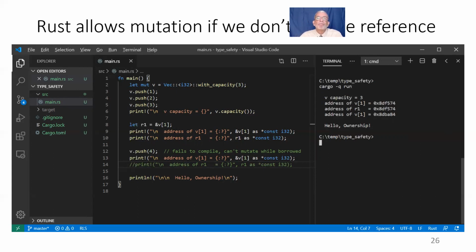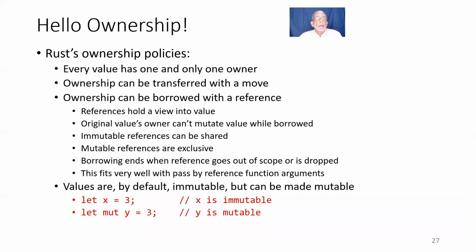So, cool. So, hello ownership. Every value has one and only one owner. Ownership can be transferred with a move. Ownership can be borrowed with a reference. References hold a view into the value. When a reference goes out of scope, nothing is dropped, nothing is released, because that reference doesn't own the value, it borrowed the value.